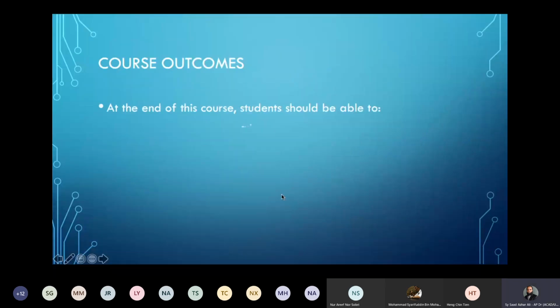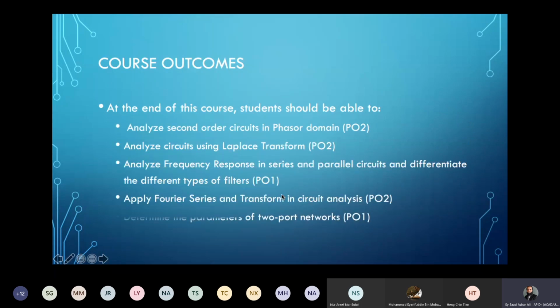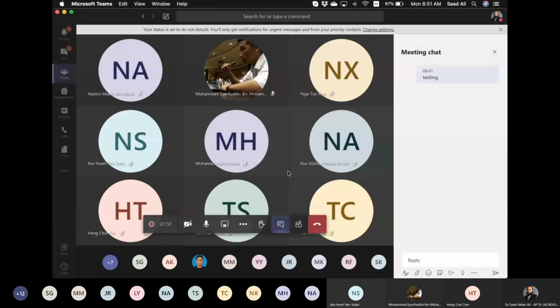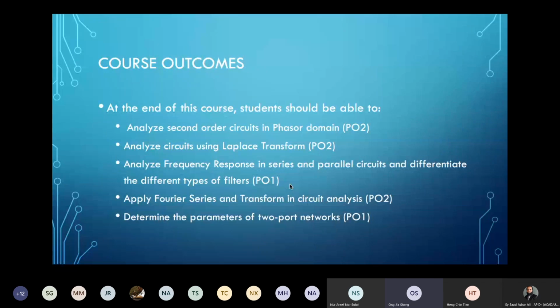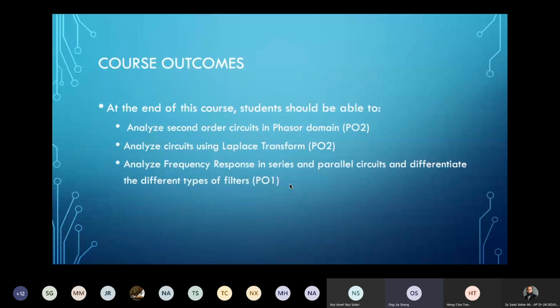In general, these are basically the course outcomes. I can repeat if you want. Let me know. Anyone? So start from the fourth point now. Fourth point, okay. Yeah, thank you.